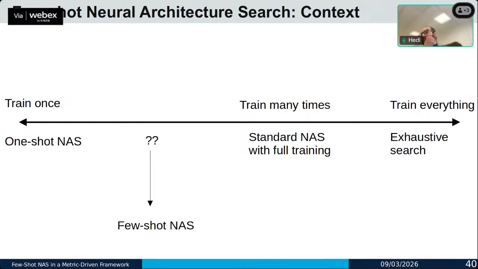Mm-hmm. What about the methodological complexity of the framework itself? I mean, is it adding flexibility? Is it also adding more complexity?